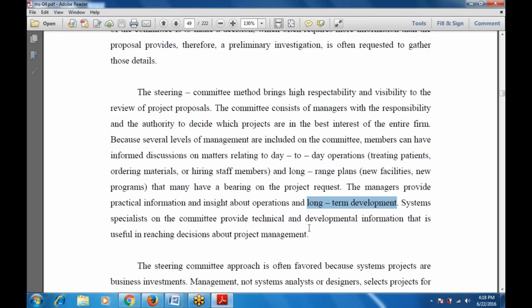System specialists on the committee provide technical and developmental information. If there is any technical issue, that is also solved by the system analyst, as well as any developmental information. That means any development, any coding part, is also provided, and reaching decisions about project management is also taken care of by the system specialist.